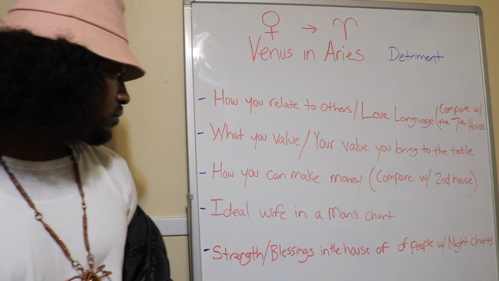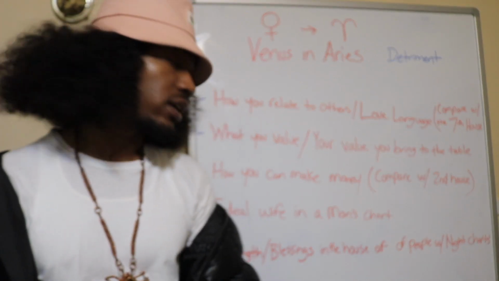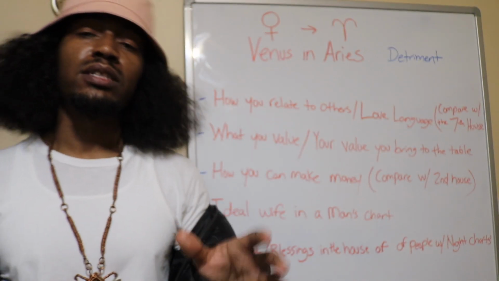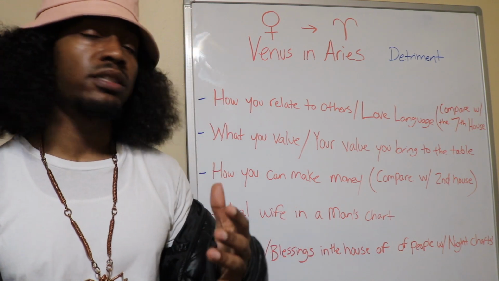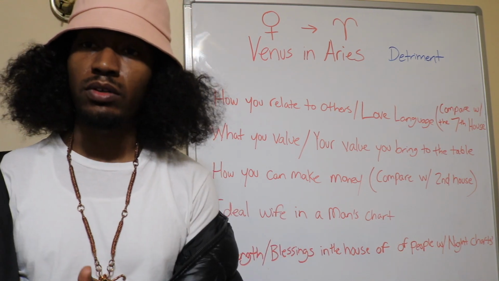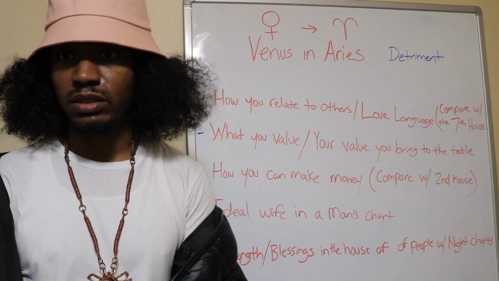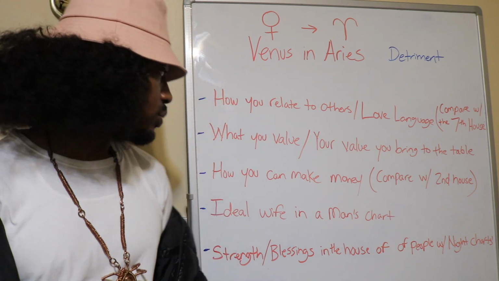Now, if you have a nighttime chart, I showed you how to find that. Look in the house that Venus is in to see where you can have blessings around. If you don't know what the houses mean, go watch the video I did for houses and what they represent. So that's pretty much the video.